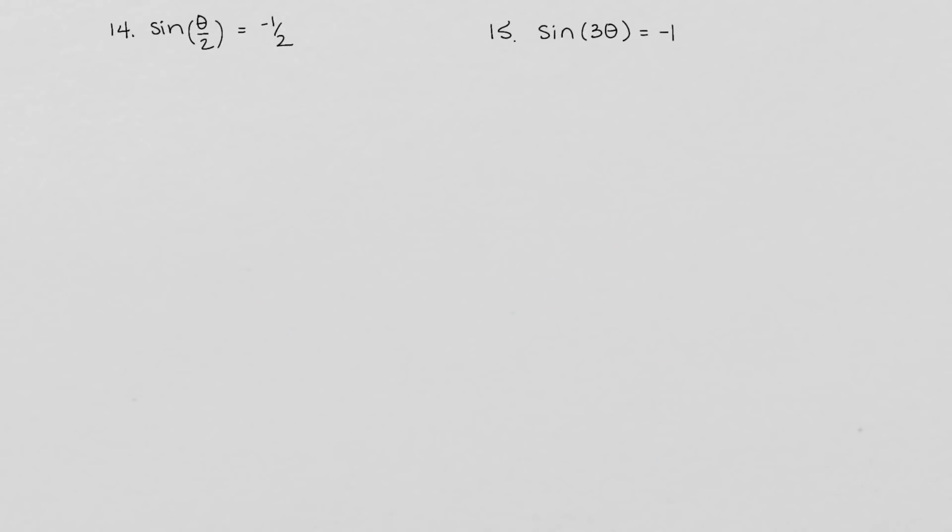All right, 14 and 15 are done the same way. We look at this and we say, where is sine negative 1/2? What's the angle measure where sine is negative 1/2? So angles where sine is negative 1/2 are 210 degrees and 330 degrees.